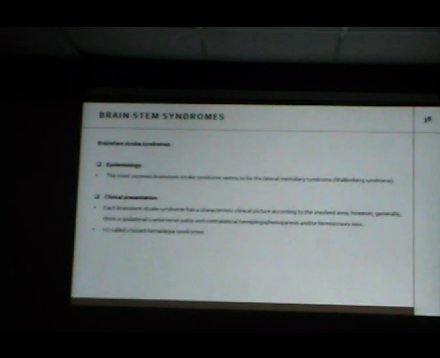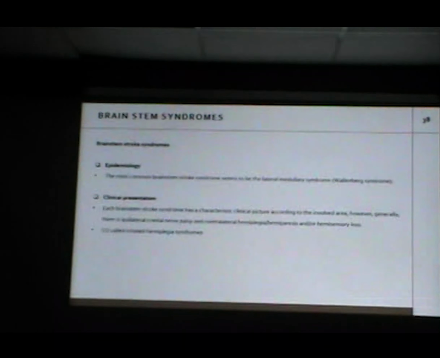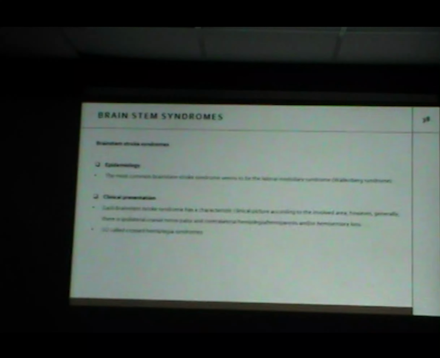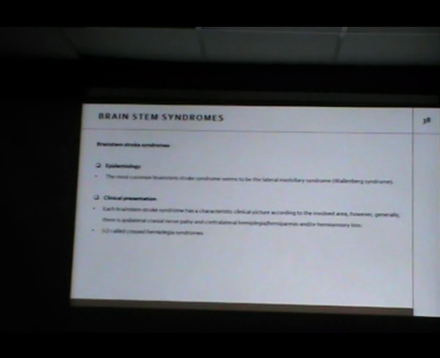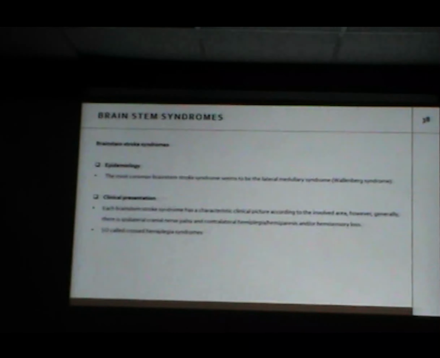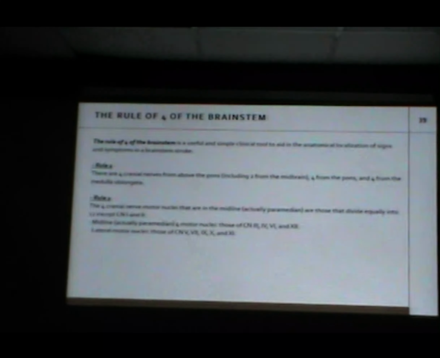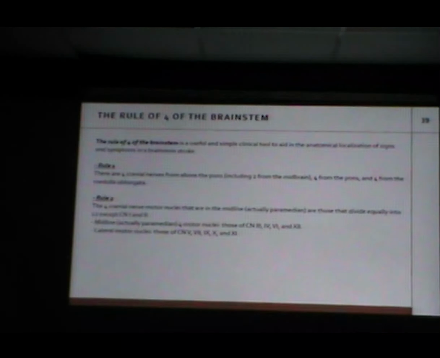The brainstem syndromes have a characteristic clinical picture according to the involved area. However, generally there is ipsilateral cranial nerve palsy and contralateral hemiplegia or hemiparesis or hemisensory loss. That's why it's called crossed hemiplegia. There's a rule that can help us localize the lesion in the brainstem called the rule of 4.